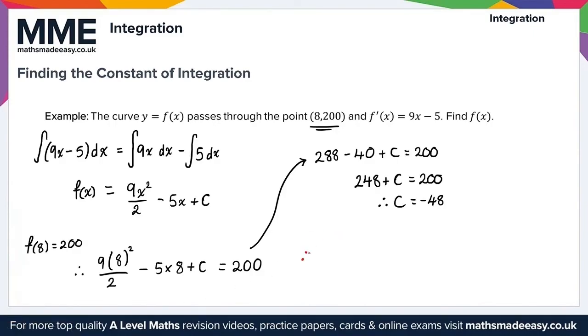So therefore, for f of x, we simply obtain 9x squared over 2 minus 5x, and finally our plus c, which is minus 48 there. Okay, so that gives us the solution to our example, and gives us everything we need for finding the constant of integration. And that concludes this Maths Made Easy video on integration.